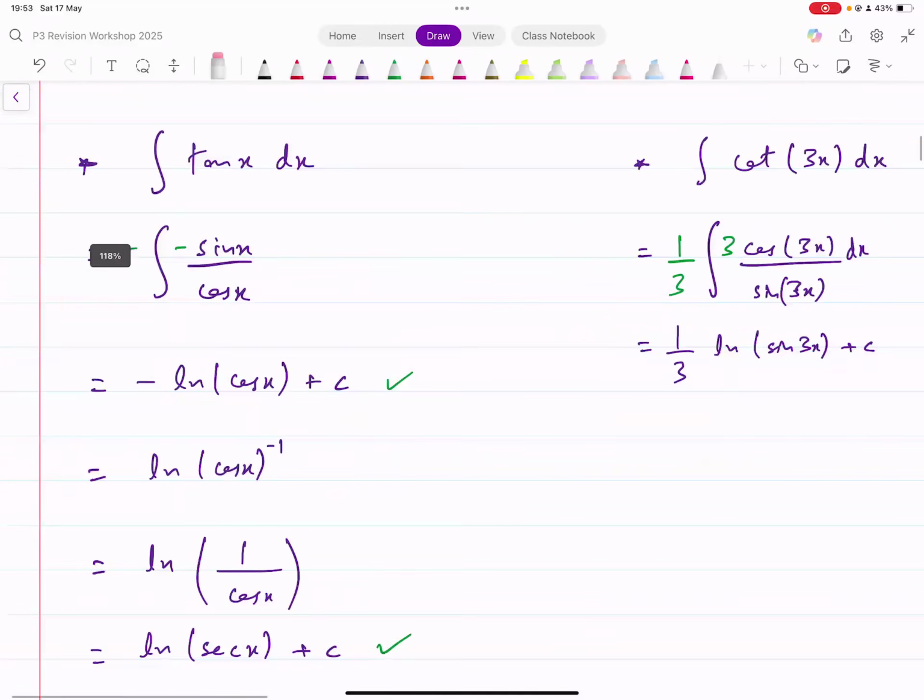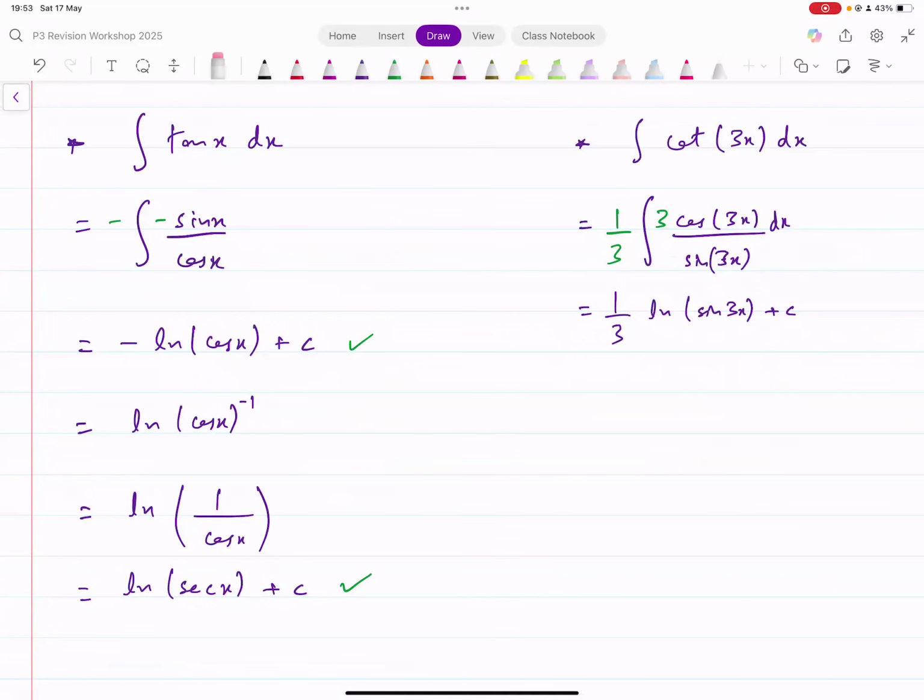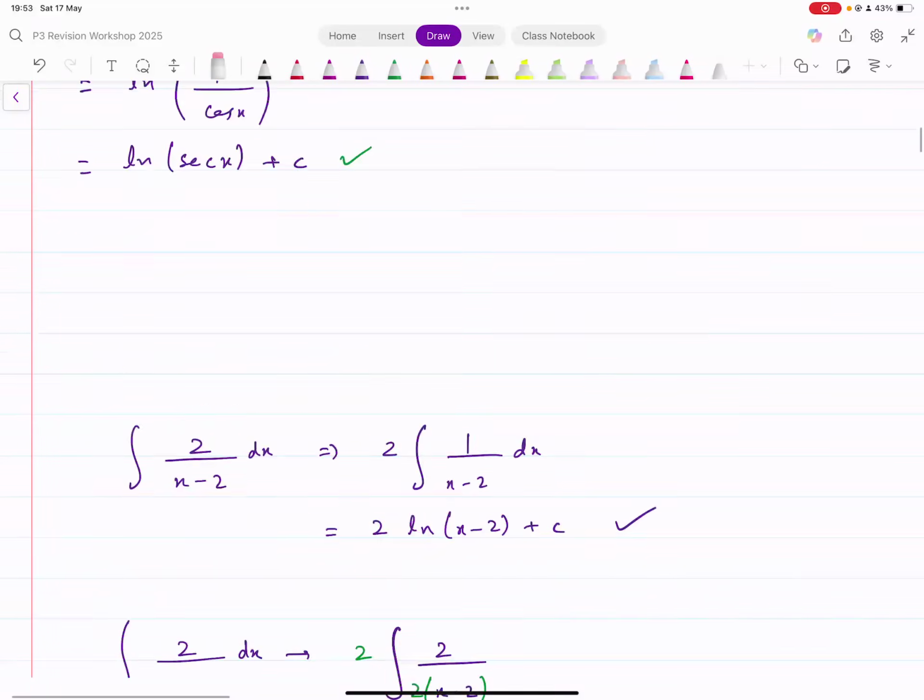This is something that you need to remember. Tan and cot, they are integrated using the ln rule. Okay, you need to memorize this.